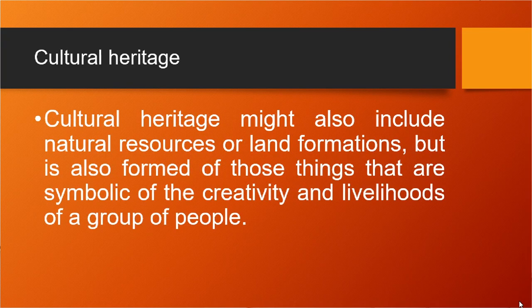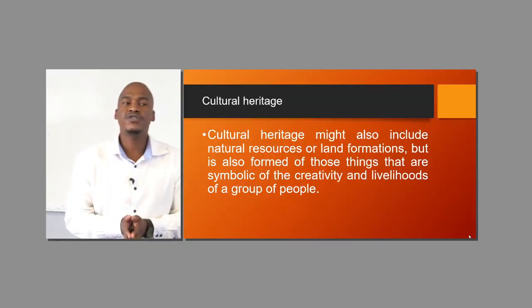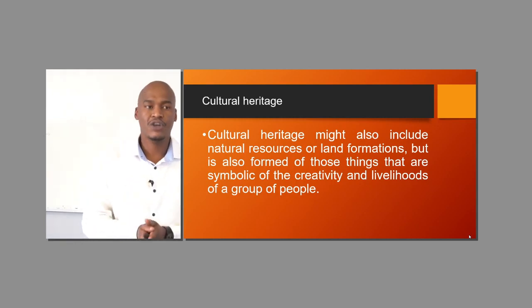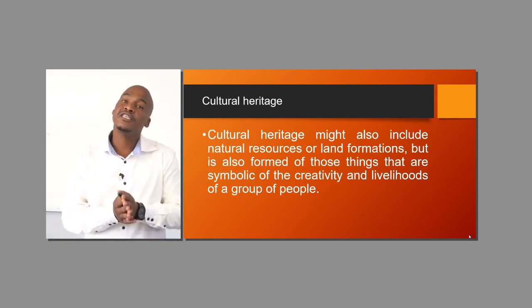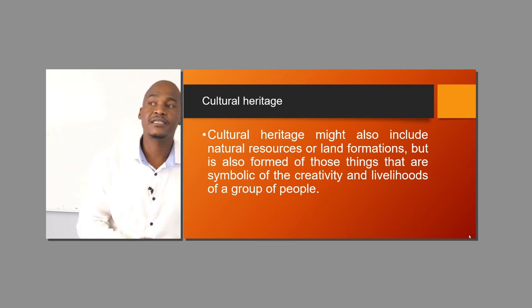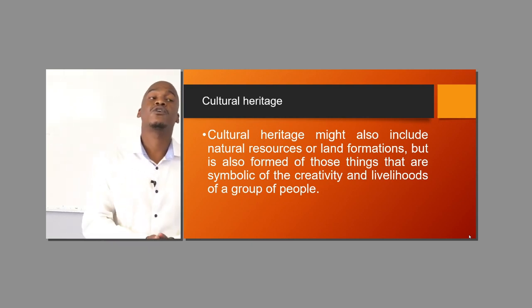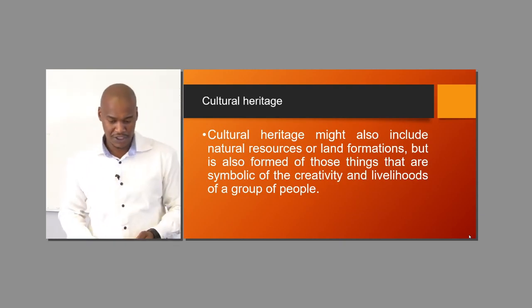Furthermore, cultural heritage might also include natural resources and landforms, but is also formed of things that are symbolic of the creativity and the livelihoods of us as groups of people. We could use an example of Robben Island, which is commonly known as a natural attraction, but because of its historical significance in our lives as South Africans, it may also be included as part of our cultural heritage.